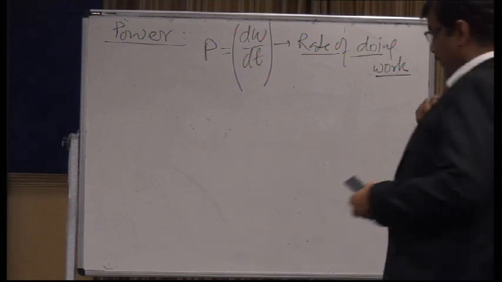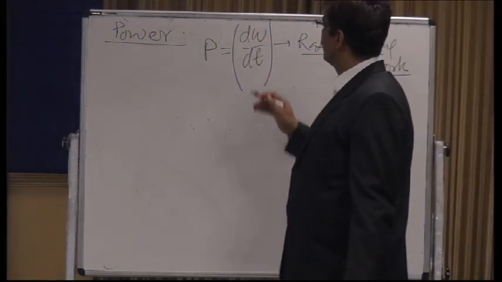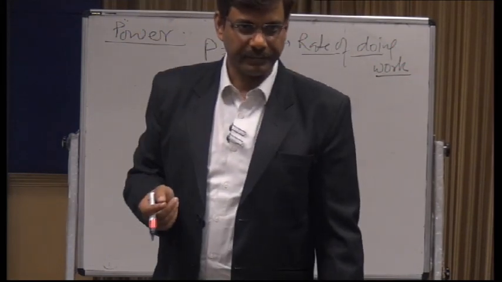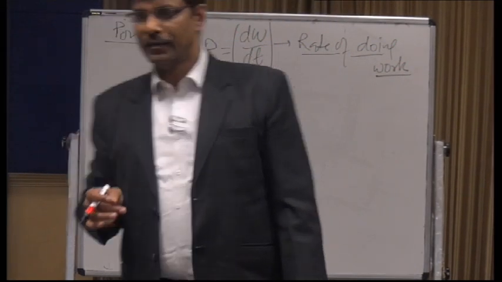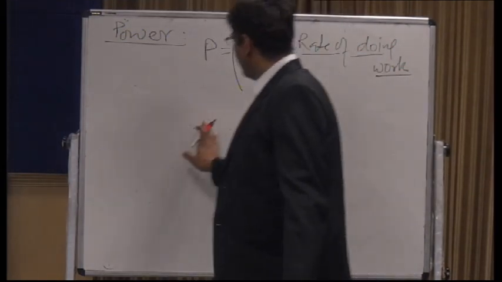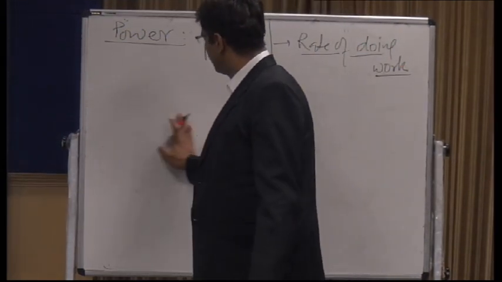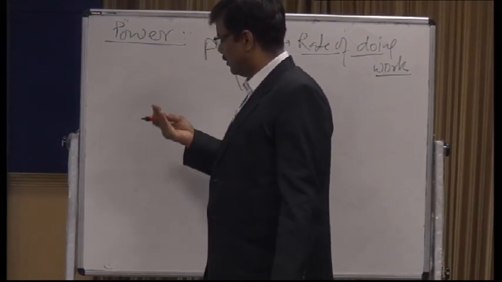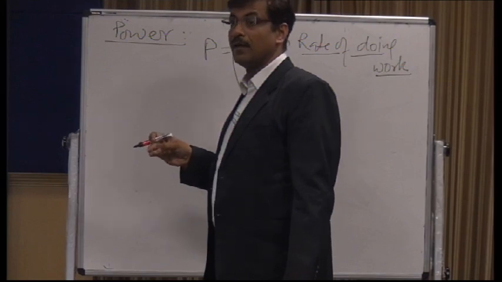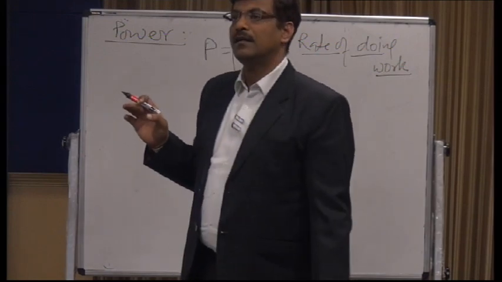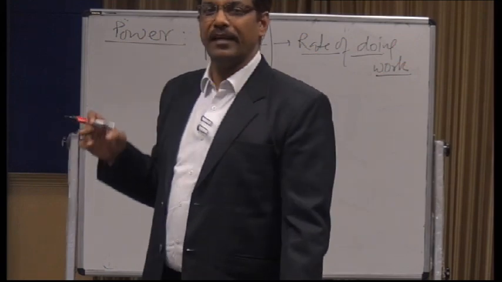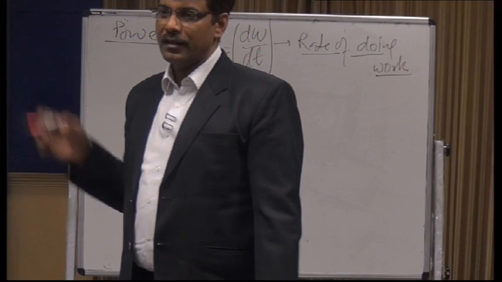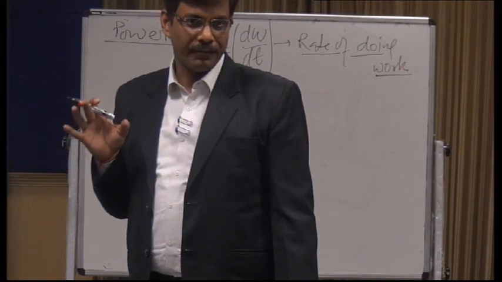So if an agency delivers more work in less time, then that agency is more powerful. Is that clear? So a lot of work done slowly indicates there is less power. You do a lot of work, but you have completely forgotten about the time you have taken. A large length of time you have covered, so that is going to reduce the power.